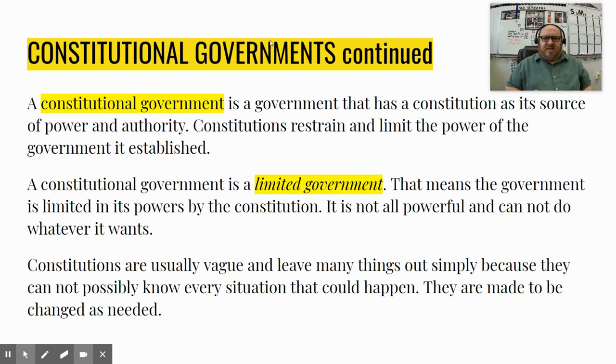Constitutions, though, are usually written a little bit vague. That means there's not a lot of really deep details as to how, what, when, where, why. Because especially back when they were written in 1787, for example, they didn't know about a lot of stuff that was going to be happening in the future. They wanted that to be an enduring document that would last for hundreds of years. And so they left it a little bit vague so that they could change it as needed.